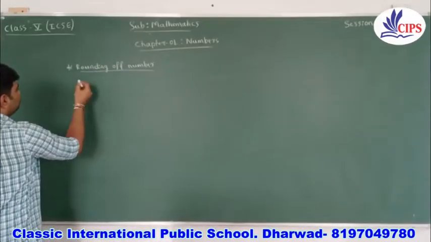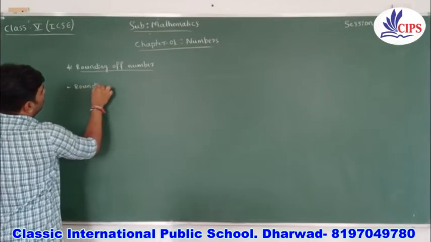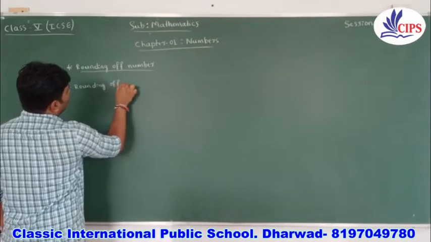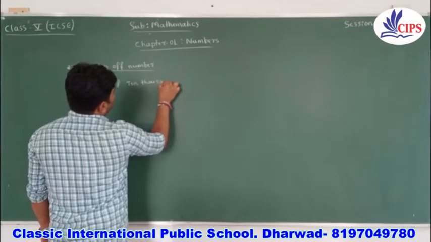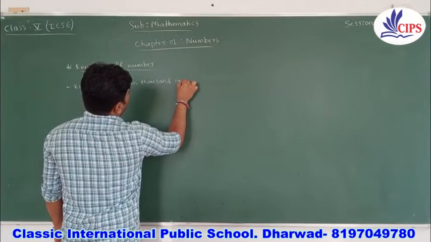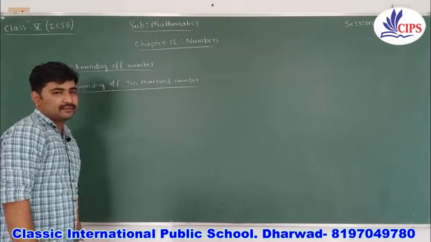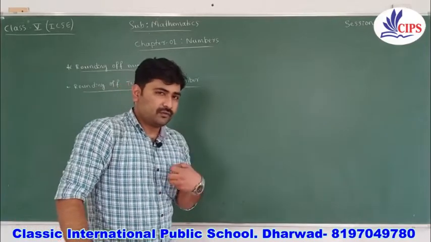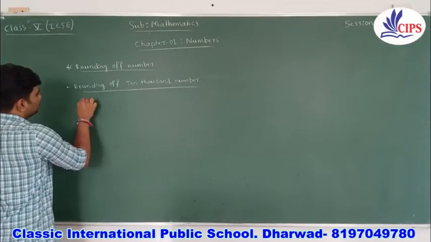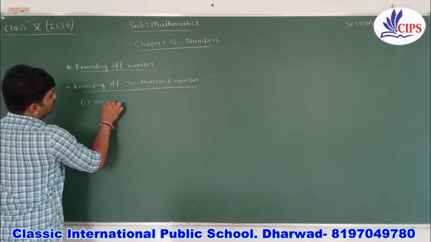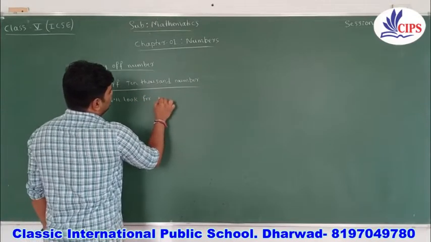Okay, the first topic is rounding off 10,000 numbers. As I said, here also there are two cases, that means two categories. First, you will look for the 1000th place number. Point number one: first we will look for the 1000th place.